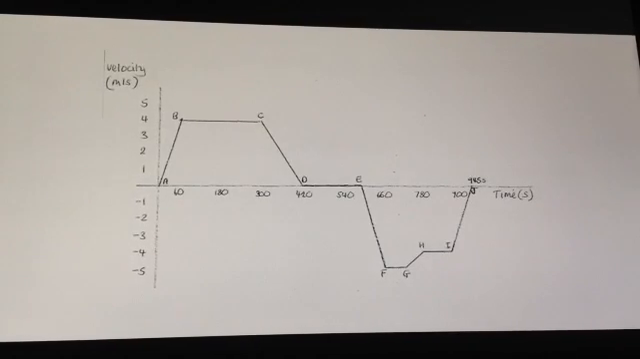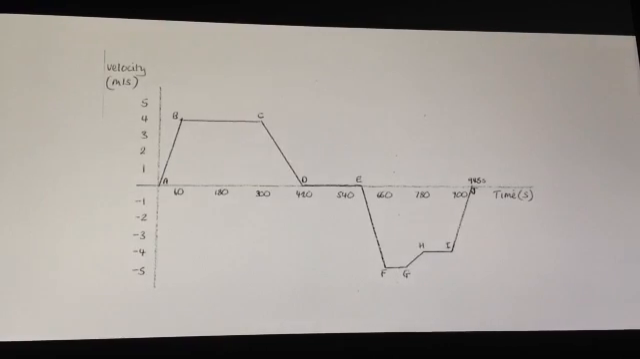Between B and C, there is a constant velocity, plus 4 metres per second. The cyclist is pedalling at 4 metres per second in a forwards direction. Over the time of this constant velocity, the cyclist has pedalled 960 metres.